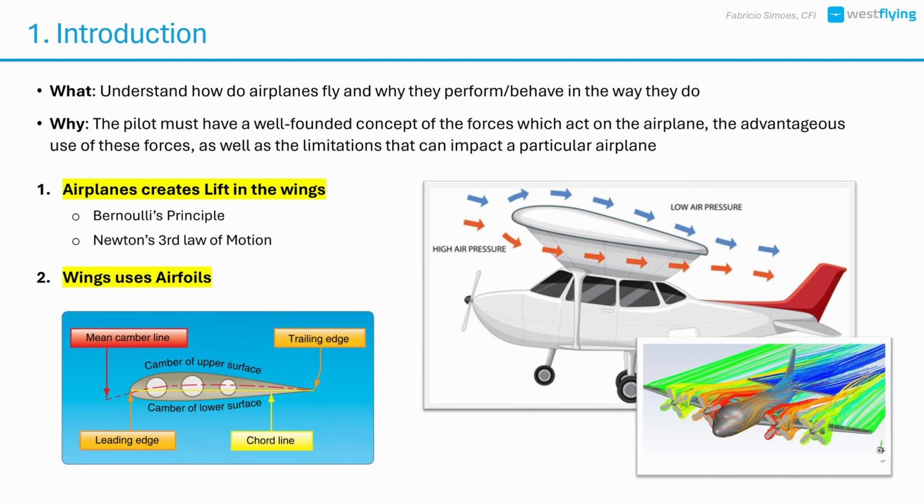At the core, an airplane flies because of lift, primarily generated by the wings. That lift is explained by two key principles: Bernoulli's principle and Newton's third law of motion. To leverage these principles, the wing has a distinct cross-section shape called an airfoil. Let's learn more about it in the next slide.